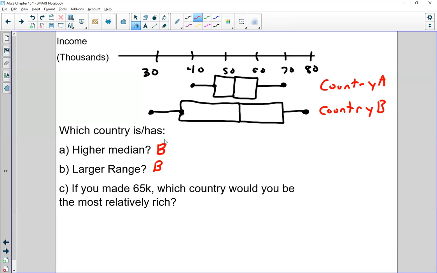Now, part C, this is an important question. If you made $65,000, which country would you be most relatively rich? In this case, it'll be country A, because if you made 65,000, you're still in that 50 to 75% range. So in this case, country A.